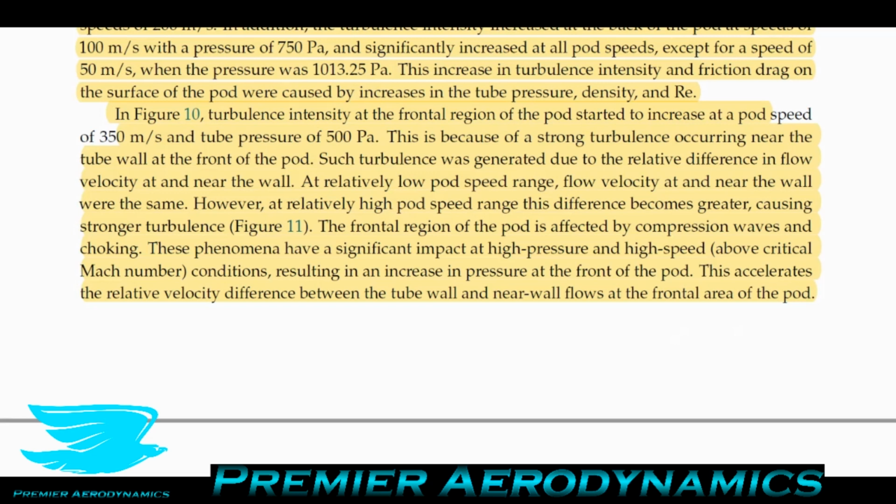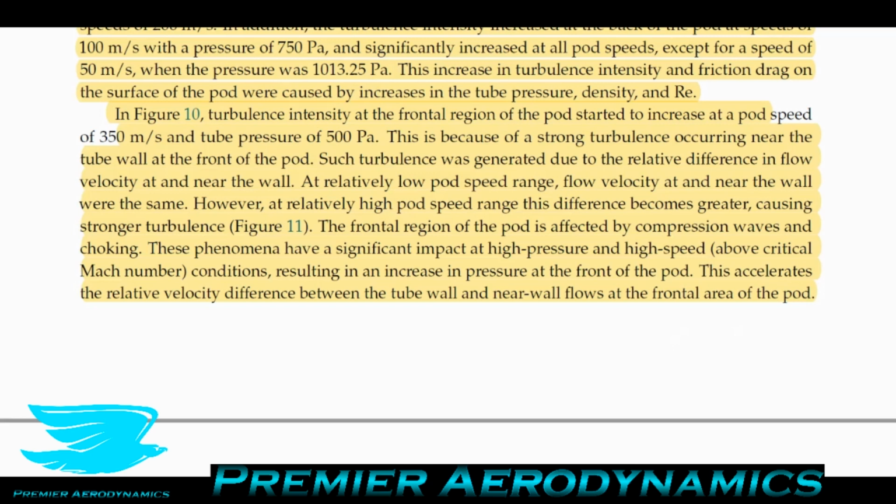So you have the flow that's being accelerated around the pod, and this is going to create a lot of turbulence because it's not going to accelerate uniformly. And also with the presence of shock waves, it greatly complicates things again. At a relatively low pod speed range, flow velocity at and near the wall were the same. However, at relatively high pod speed ranges, this difference became greater, causing stronger turbulence. Again, because as you have different parts reaching sonic flows and experiencing different pressures in that.